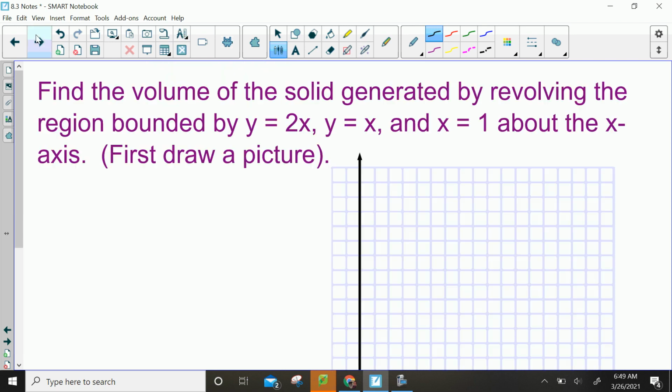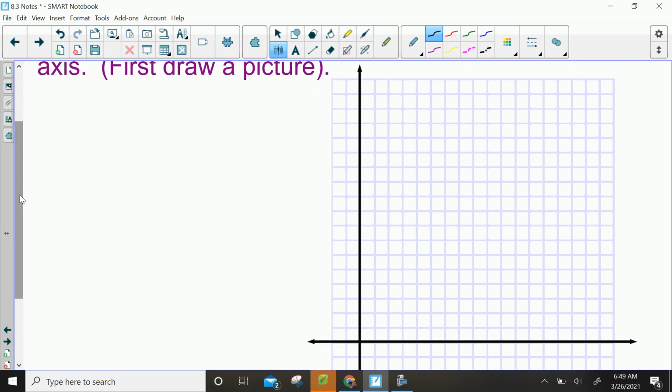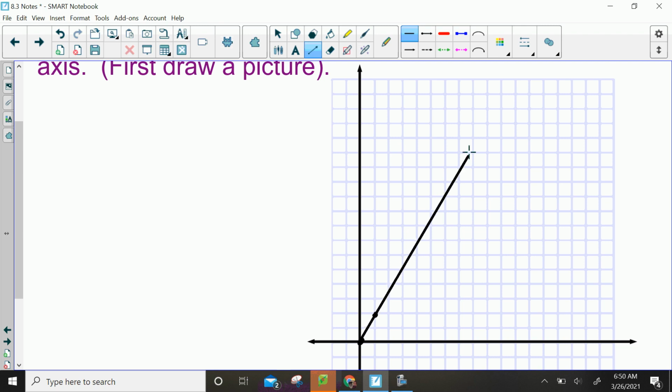Okay. Find the volume of the solid generated by revolving the region bounded by y equals 2x, y equals x, x equals 1, about the x-axis. So let's draw this picture. So I have a coordinate point here. Let's draw our line in. Looks like this. This is our first one.